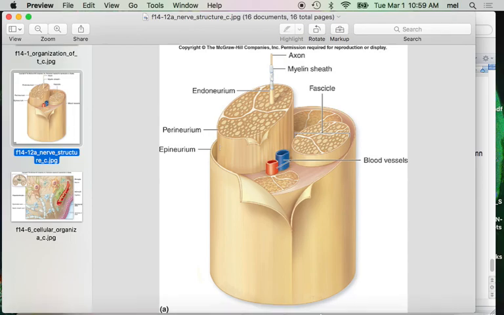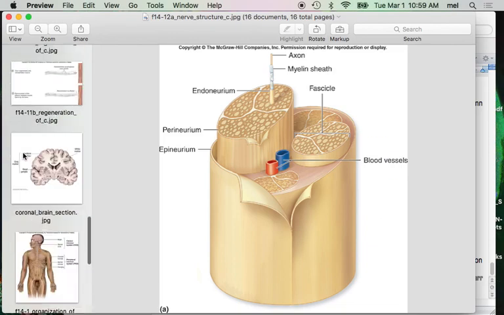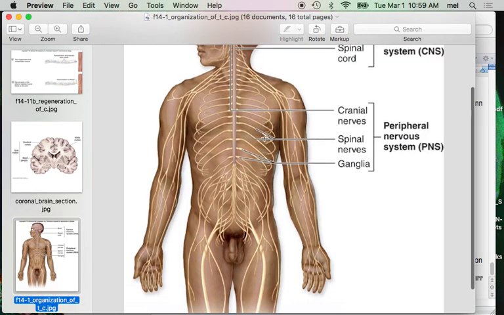This is PNS damage, and now I want to talk about CNS damage. So if instead of damaging my radial nerve over here, I damaged my spinal cord here, even the low lumbar region of the spinal cord, then my possibilities for regeneration are very, very different with CNS damage. We haven't looked at the structure of the spinal cord yet, but I'll tell you the spinal cord is primarily white matter around the outside and gray matter on the inside.